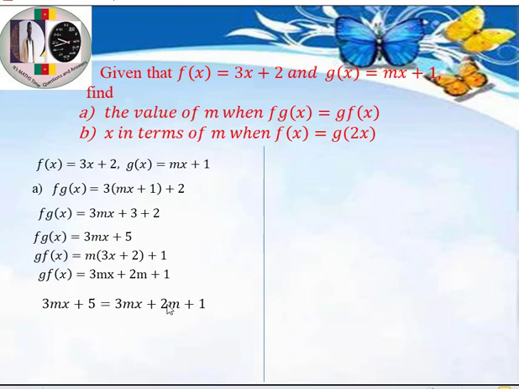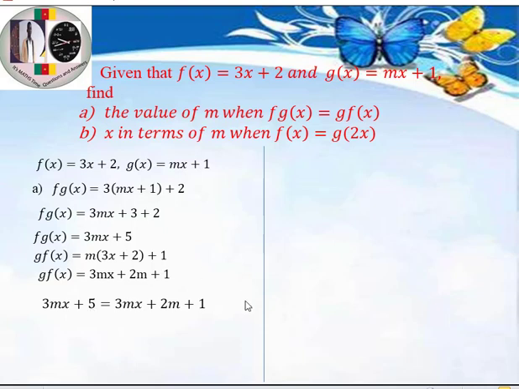What should we do? We bring like terms together. So we'll bring terms in terms of m together, and we bring constant terms together as well. So we are going to take 3mx to the other side and 2m to the other side, and we take 5 to the other side of the equation.